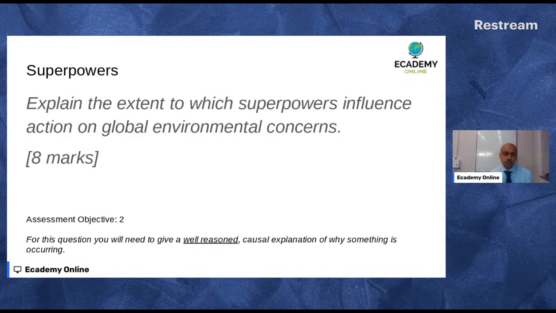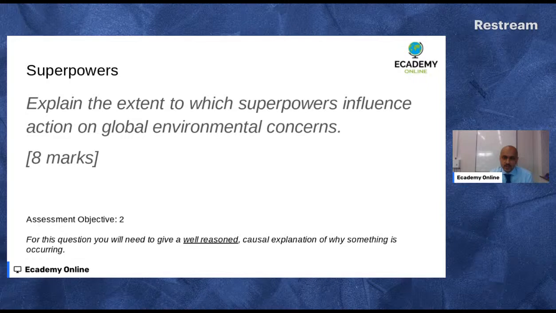So let's have a look at the first question. If you are in year 12, you probably haven't started this topic yet, but it will certainly help you to understand how to answer a good question. So we're going to start with a superpowers question, and then we're going to do a shaping places question. If you are in year 13, in the upper six, then you can see both examples. You'll need to know both, and hopefully that prepares you well for your mock exams in the future.